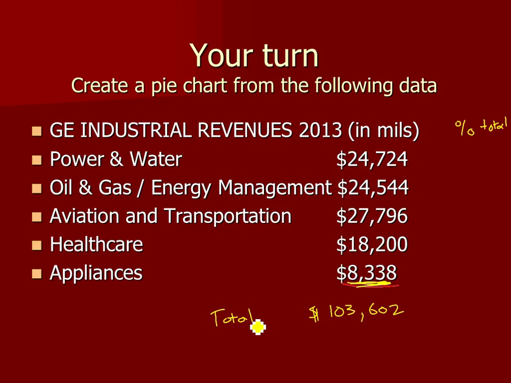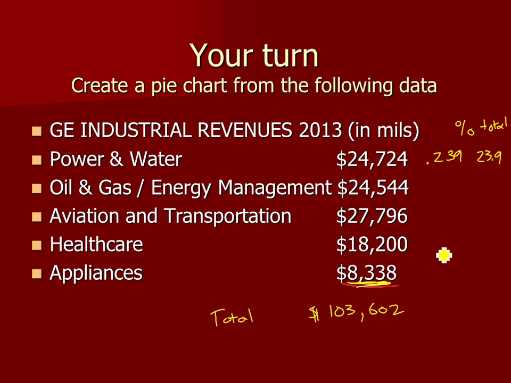Yeah, go ahead and round them to maybe the nearest 1/10 of a percent. It's probably fine. Who got power and water? What is the percent of our total for power and water? Mr. Englander? 23.9. So when we plugged in 24.724 divided by 103, we got 0.239. Okay, 0.2387, we'll round up to 23.9%.